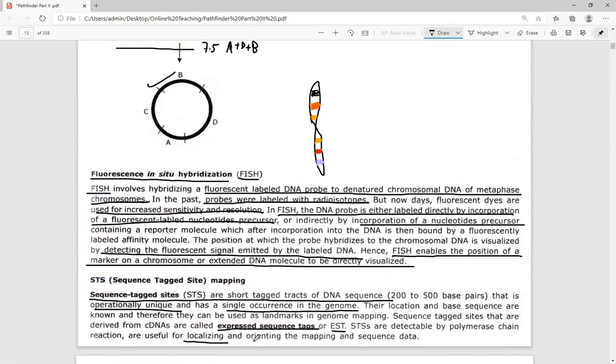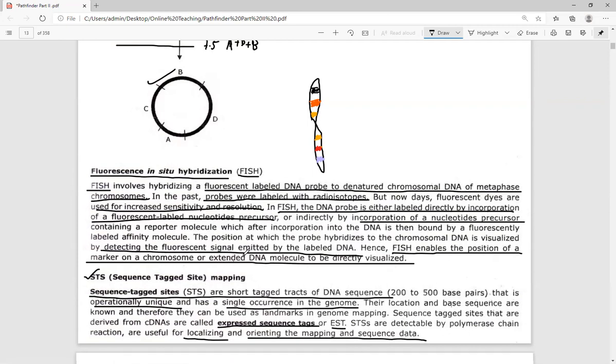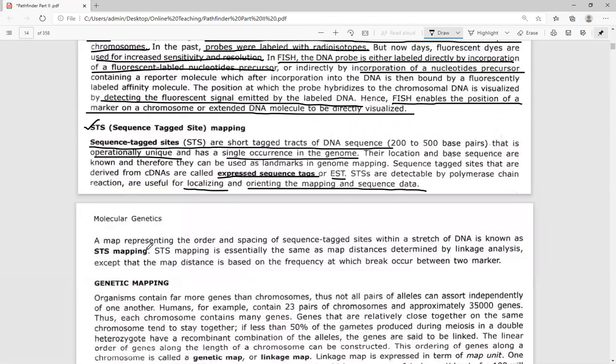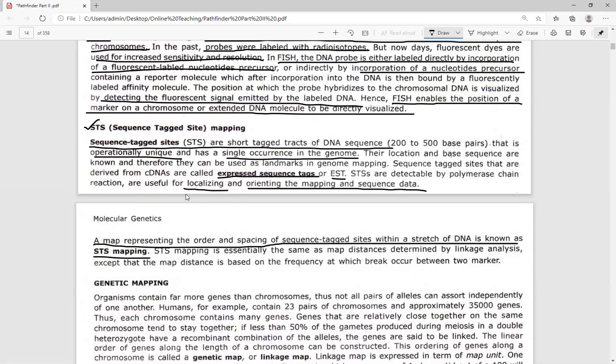How can you localize the different genes? How can you orient the different genes for mapping? As well as, how can you sequence the entire database? They are used for all these purposes and are referred to as sequence tagged site DNA molecules. STS molecules occur only uniquely within the genomic DNA, and they express a particular protein. Next, a map representing the order and spacing of sequence tagged sites within a stretch of DNA is known as STS mapping. If you construct a map that depicts the different stretches of DNA that have these STS sequences, then the map is referred to as STS mapping.